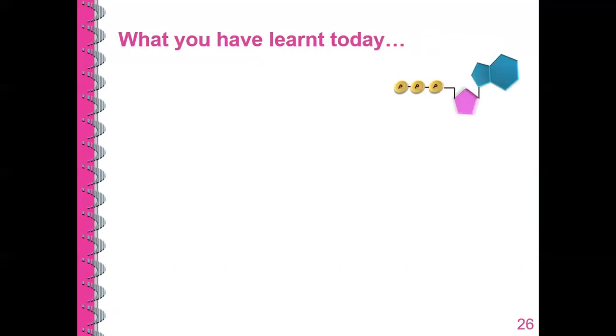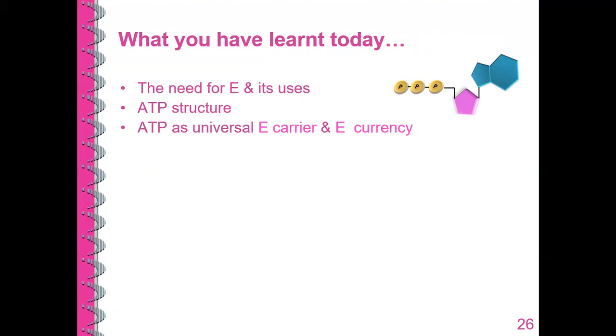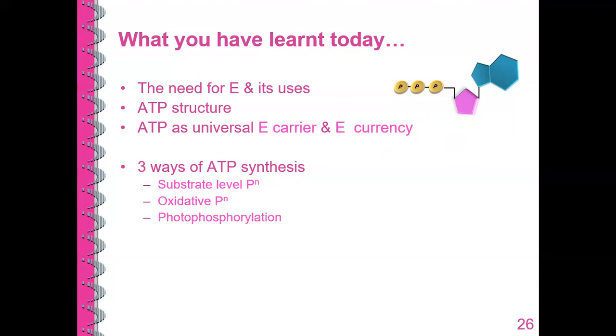Okay. So what have you learned today is, overall for this topic, this PowerPoint, cells need energy and where energy is being used for. Okay. We look at the structure of ATP. We see that ATP is a universal energy carrier from energy yielding reaction to energy requiring reaction. It's energy currency because you have to pay the cell to do the work. And then there are three ways that ATP can be synthesized. And all of them are called phosphorylation because we add Pi to the ADP. Okay, so you've got substrate level phosphorylation, oxidative phosphorylation, and photophosphorylation.